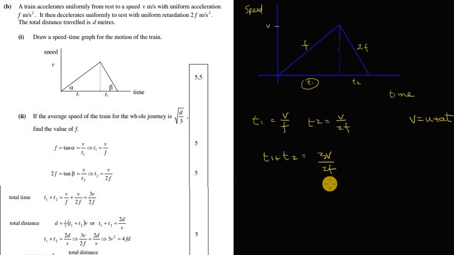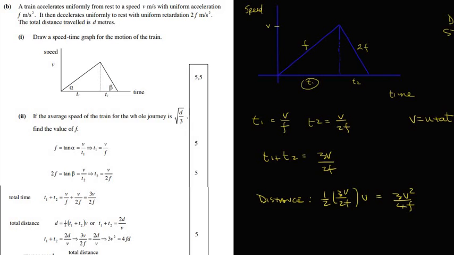Now I want to get my total distance, because we're looking for average speed, and average speed, going back to your junior school days, is equal to distance over time. So let's get our total distance at this stage. Well, distance is equal to half the base by the height, and the base is equal to 3v over 2f, that's the base. And then the height is equal to v. That's going to give me 3v squared over 4f. This here is just a rearrangement of this.